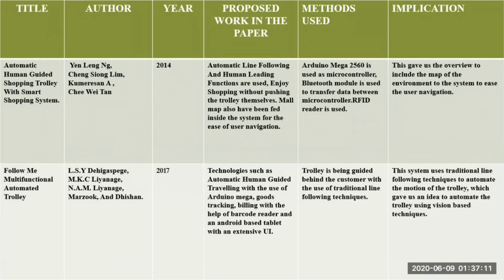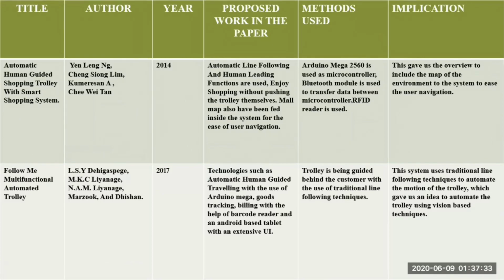Consider an example. It guides the user: if the user wants to buy sugar, the sugar is present in this direction. So for searching the sugar, it should go straight and take left, and for searching salt, it should go left and then straight, and so on. All those things are fed already inside the trolley.